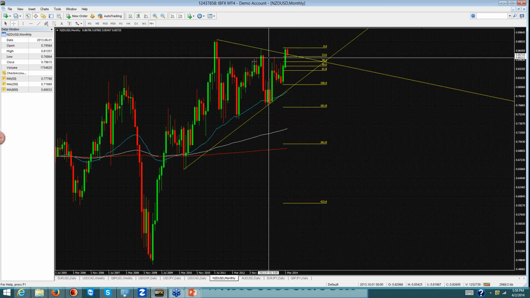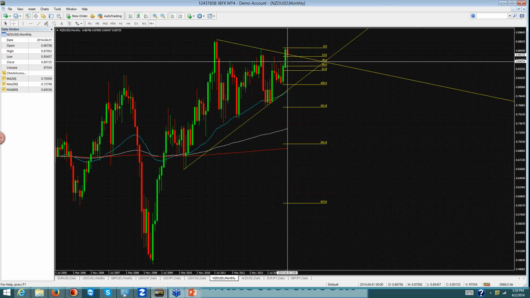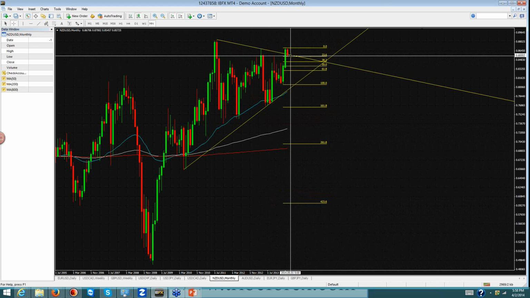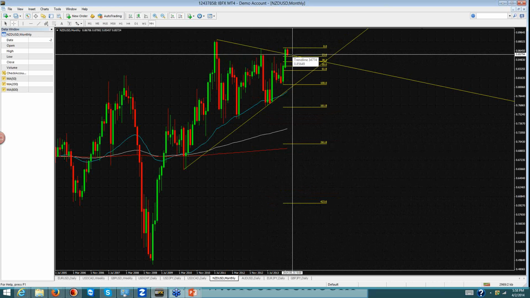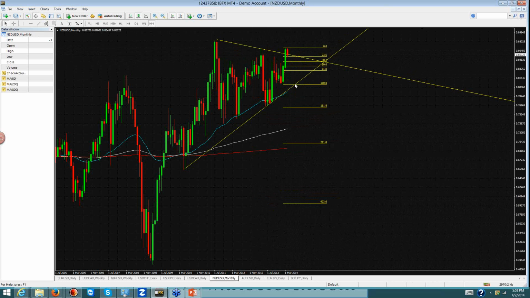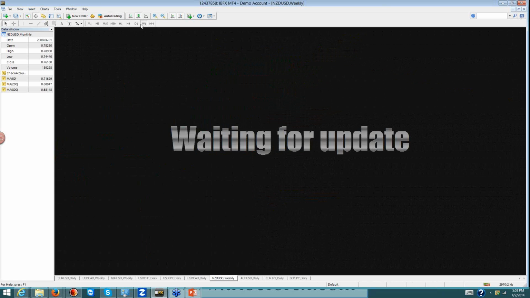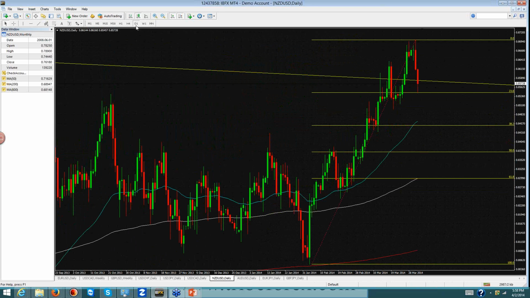But looking at this zone, we've been in consolidation on the New Zealand dollar, looking at the monthly, and there's a good opportunity, if price does close within this zone, for price to get back down, go 500 pips to the lower side of this flag formation that we're in. So that's what's going on in New Zealand. Let's take a look on a more local standpoint.